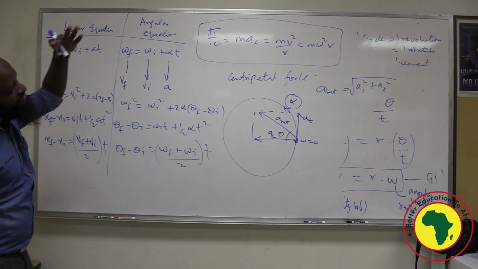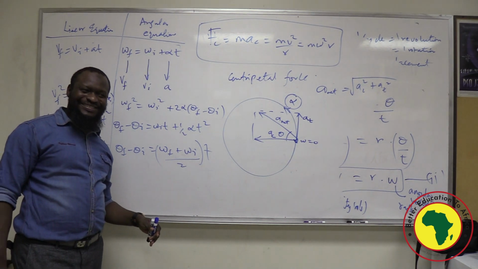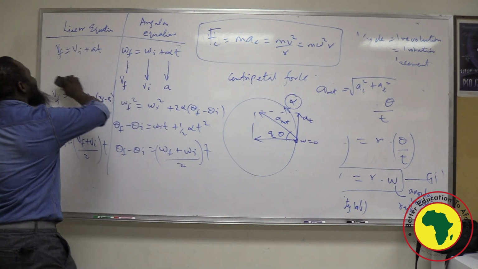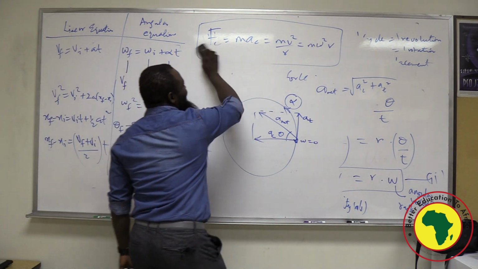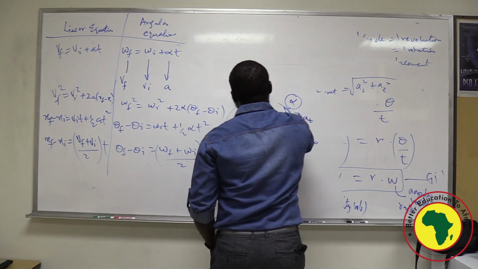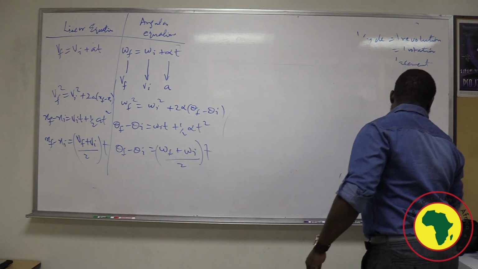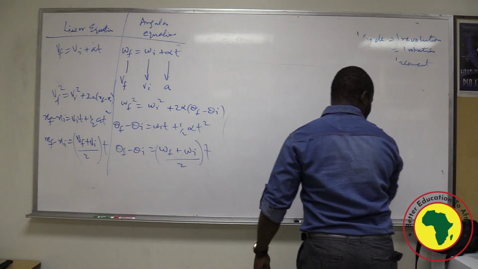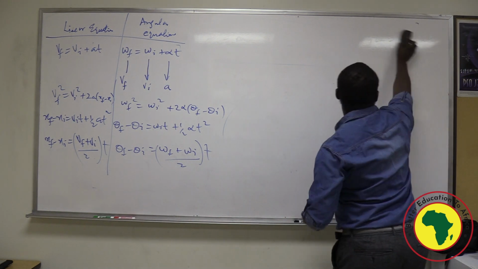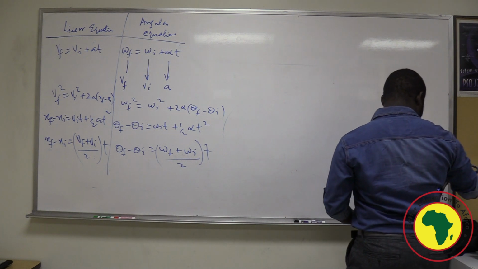So now we've seen several things. We talked about centripetal force, the acceleration, this. Now let's go to some applications. So the first application I would like to introduce to you is a body moving in a horizontal circle. Just a simple, very simple case.